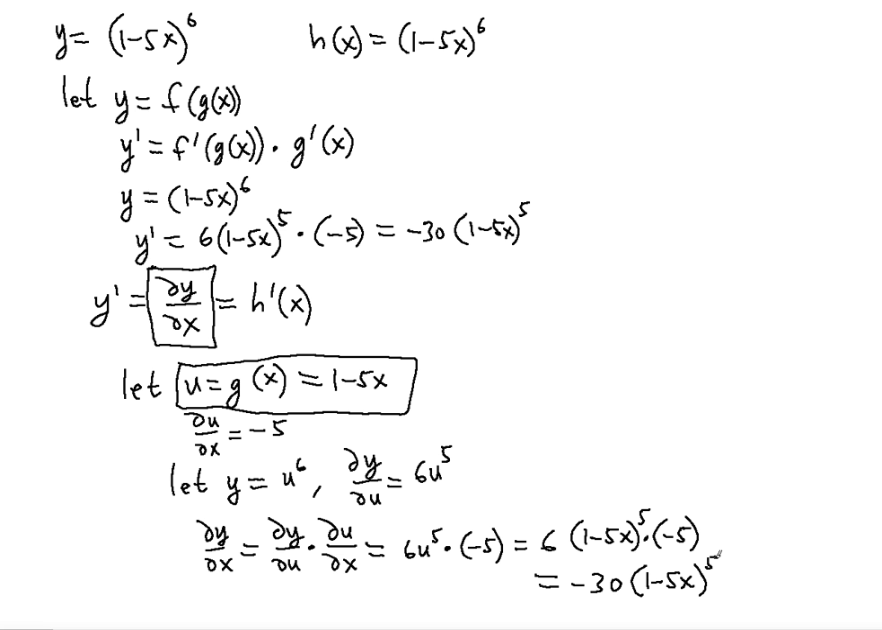You have to choose which method will work best for you, but these are the two essential methods associated with using the chain rule when you're taking the derivative of a composite function.